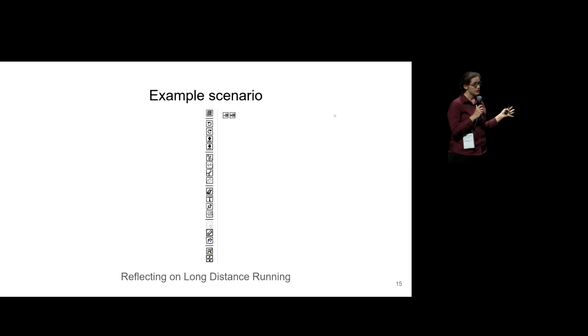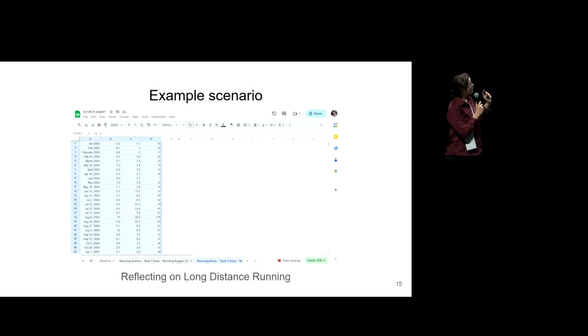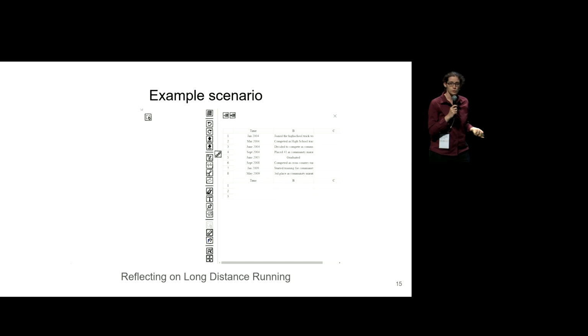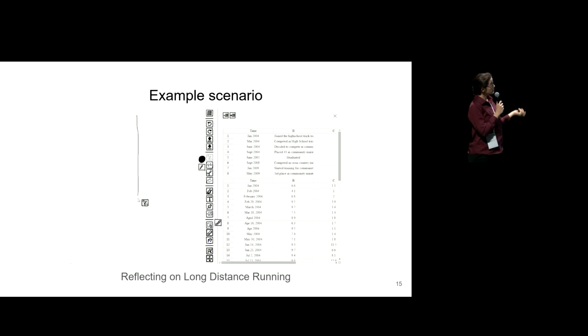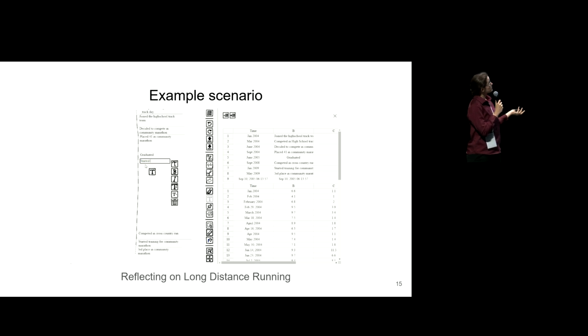In this particular scenario, the author has just reached an important milestone in their hobby of long-distance running, and they want to reflect on their journey by creating a visualization. So the author starts by loading in their data sets, which includes both event data as well as statistical information, and visualizing that on a straight line. They immediately notice a large gap in their data and add additional information to explain that gap.